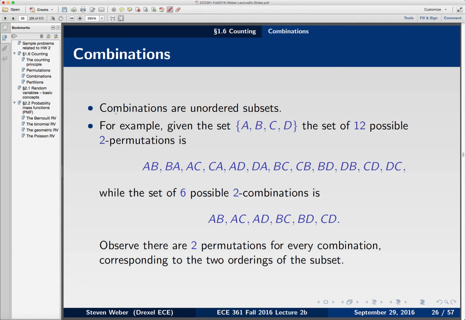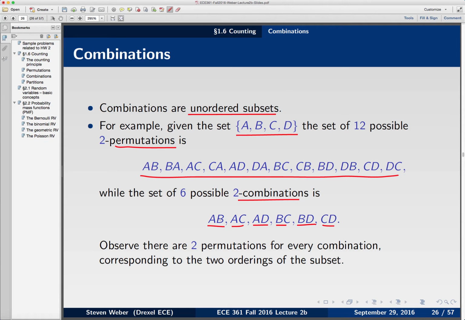Recall, permutations correspond to ordered subsets, and combinations correspond to unordered subsets. For example, if my ground set is the 4-element set with elements A, B, C, and D, then the set of 12 possible 2-permutations is listed here, whereas the set of 6 possible 2-combinations is listed here: AB, AC, AD, BC, BD, CD.